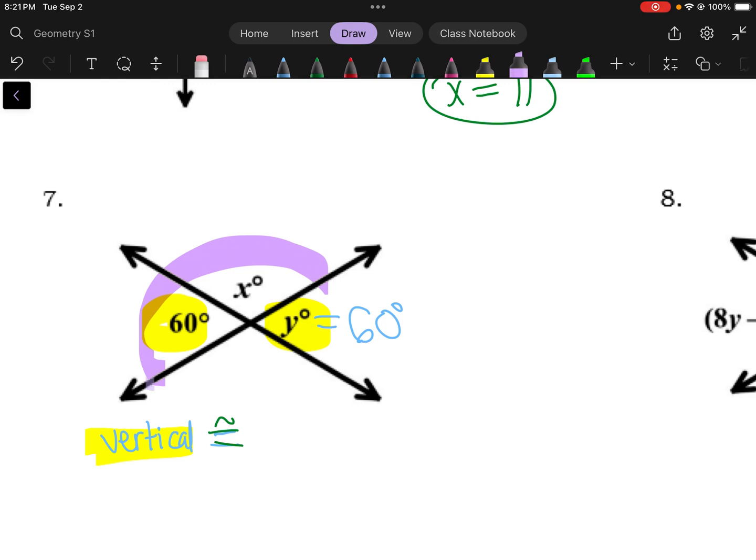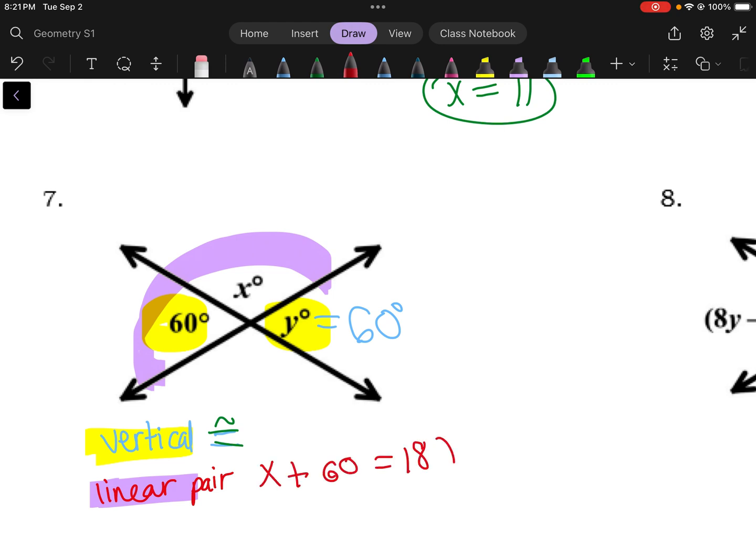Okay, now in order for us to figure out x, we can look at these types of lines, and these are called linear pairs. Well, what do linear pairs add up to? They add up to 180. So you can make an equation if you want to. You don't really have to, but x plus 60 equals 180. You can also say, if these two add up to 180, I can just subtract right here. Whatever works for you. Then, yeah, x equals 120. So 120 degrees is x, and y is 60 degrees.